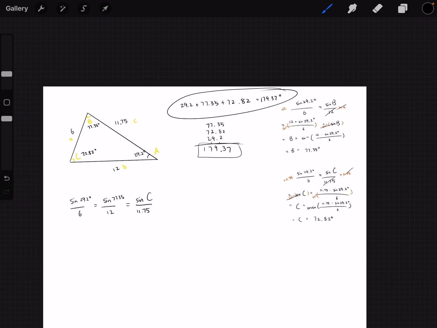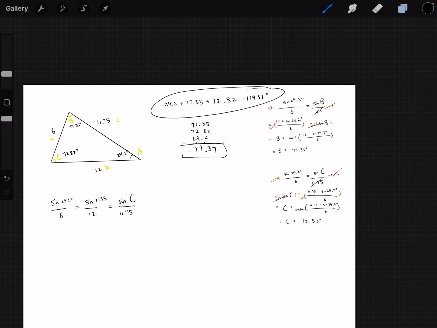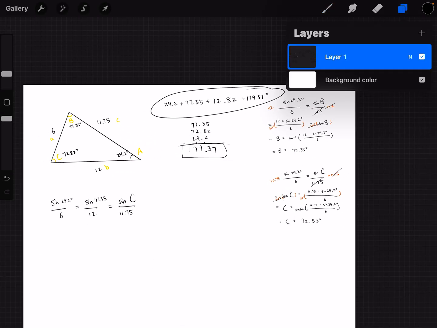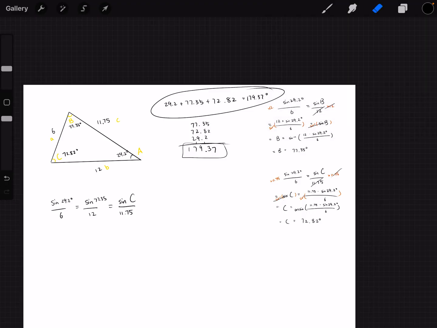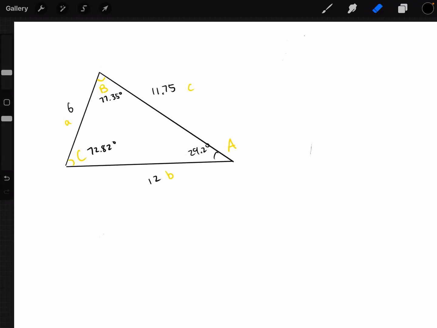Let me do another example where we solve for the sides instead of the angle. It's not too much different. I'm going to just erase a couple of things. Okay, I'm going to take this away. I'm going to take this away. I cannot take that away. Let's take this away.